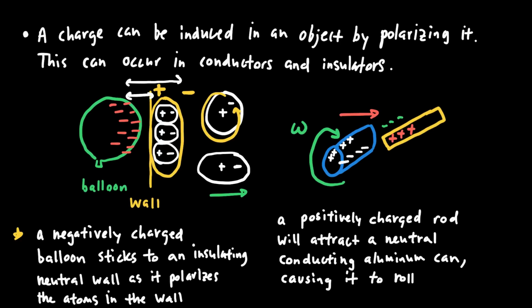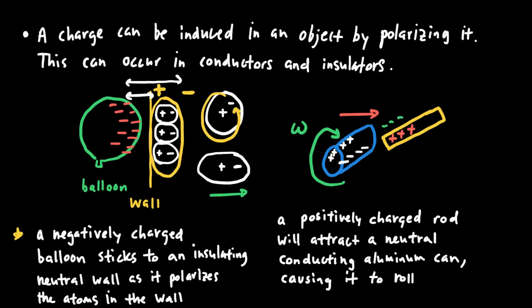And here's why. Regardless of whether the rod is positively charged or negatively charged, the electrons in this aluminum can, which is a conductor, are free to roam around. It has mobile electrons that are free to move. And those mobile electrons, if the rod is positive, will move toward the rod. And if the rod is negatively charged, the mobile electrons will move to the opposite side of the can.